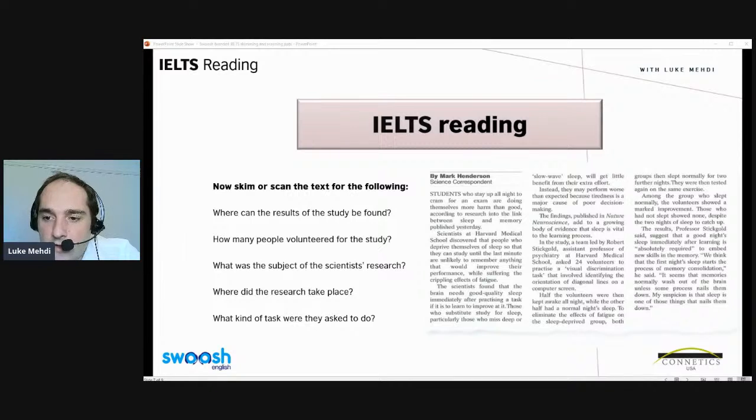So where can the results of the study be found? That is in the journal. If you look here in the middle column, the second full paragraph in that middle column, it says the findings are published in Nature Neuroscience. How many people volunteered for the study? Really easy to find there. Try and find a number. What numbers can you find? Again, numbers are really easy to scan for. It kind of jumps off the page at you. The number should be very clear. Any ideas for that number?